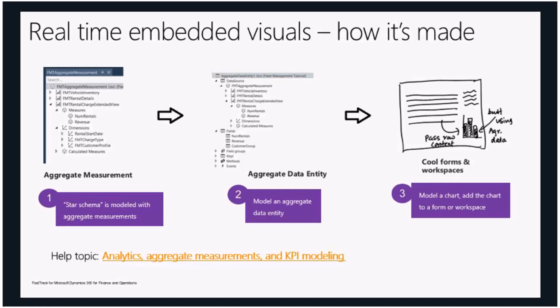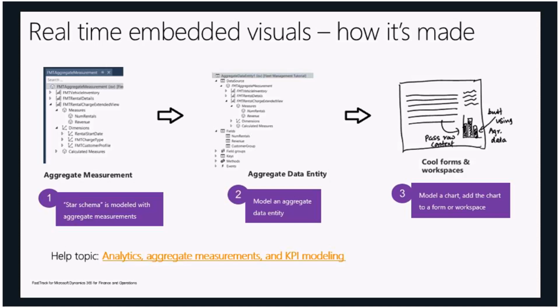In 30 seconds, those embedded visuals are created by a developer creating an aggregate measurement, and that's the star schema. And then you can use, which is a first-class citizen in finance and operations development, and so are aggregate data entities. I guess it's worth taking a minute here to say that both of these rely on data entities for simplifying the finance and operations schema, which is quite complex, as you all know.